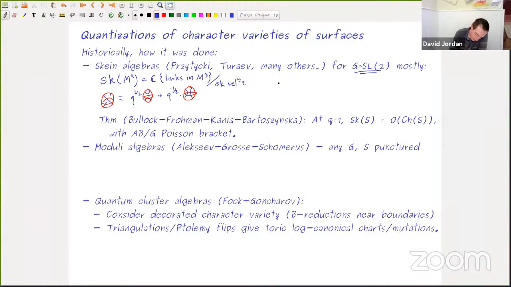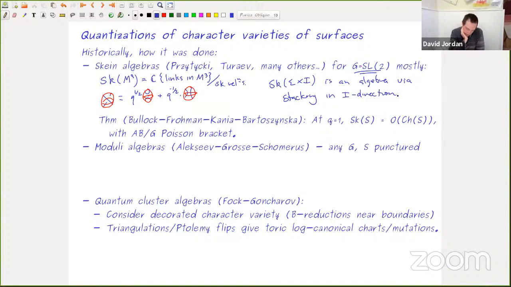And if we consider a surface, well, we make it into a three manifold by just crossing it with the interval, and this is now an algebra. It's called the skein algebra of the surface, via just stacking in the interval direction.